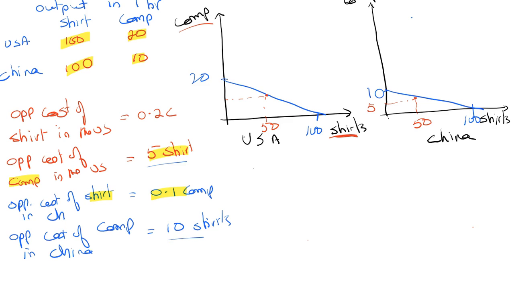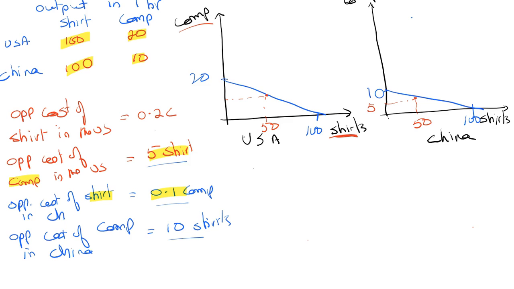Conversely, Chinese exporters are willing to export shirts if they can get more than 0.1 computers, and US consumers are willing to import shirts as long as they can get it for less than 0.2 computers. So we can come up with any number in between, and that will allow trade to take place between these two countries.